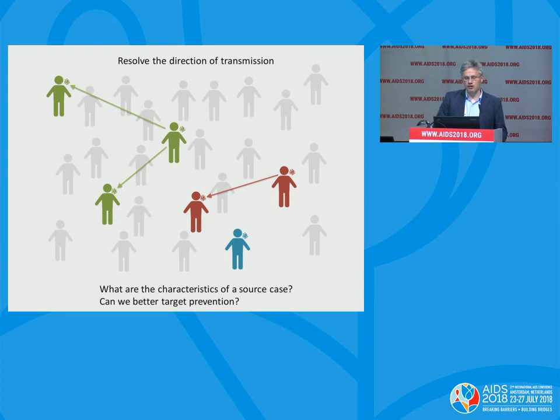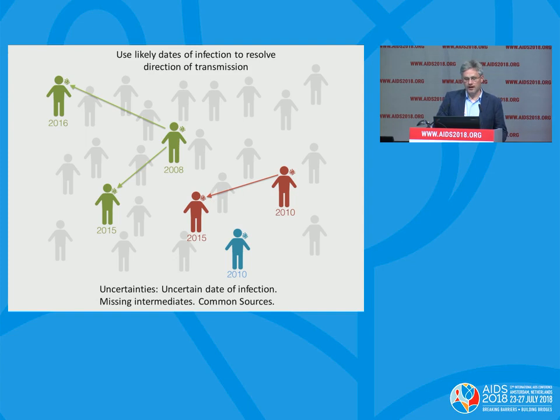What could we do next with epidemiology? The next thing we can do is try to resolve the direction of transmission. In this case I've now got directed arrows rather than clusters. If we were to do that, we could ask what the characteristics are of a source case, and how we can better target prevention. One way of doing that is if you have data on the likely date of infection. You can have that because you have very good data monitoring, as is happening here in the Netherlands and in many other countries, or you can infer it through various methods of back calculation.